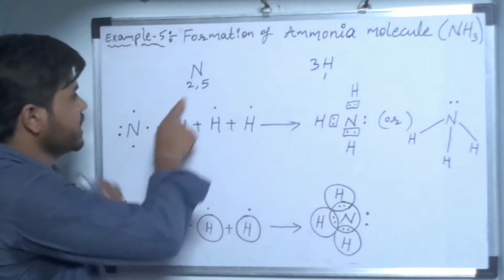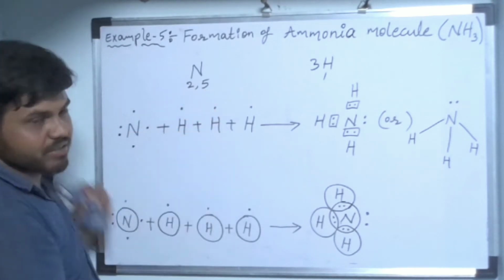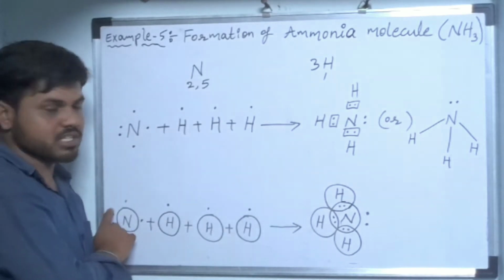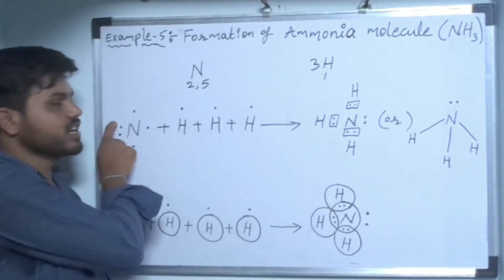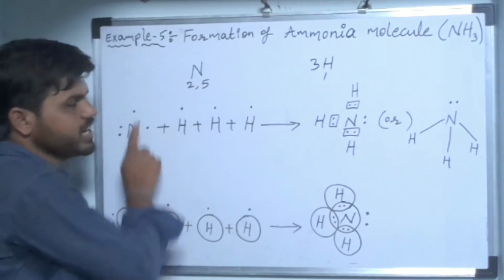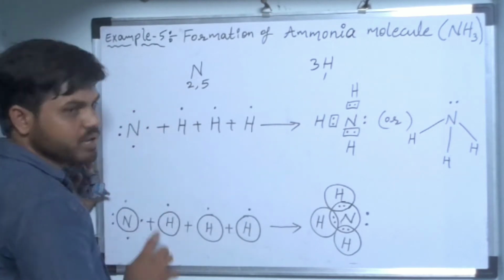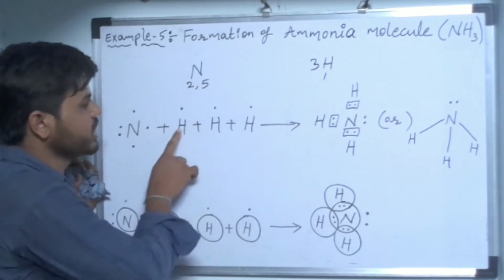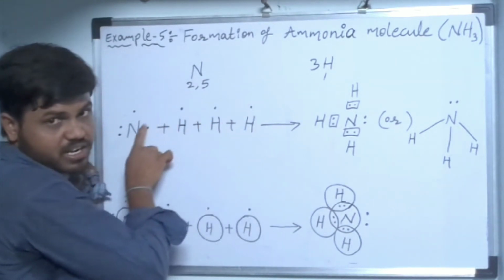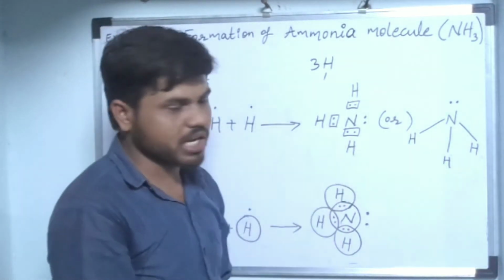See here, I written the symbol of nitrogen. How many valence electrons are there? 5 valence electrons. I placed 5 valence electrons around the nitrogen symbol. Here 1 pair of electrons is not participating in chemical bond. Only 3 electrons are participating in chemical bond to get octet. The 3 hydrogens also participate with 1 electron each in chemical bond. After this, we get ammonia molecule in this way.